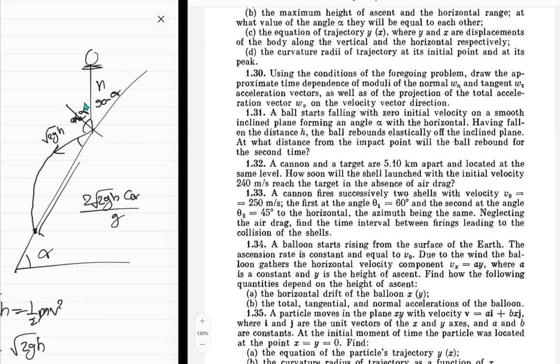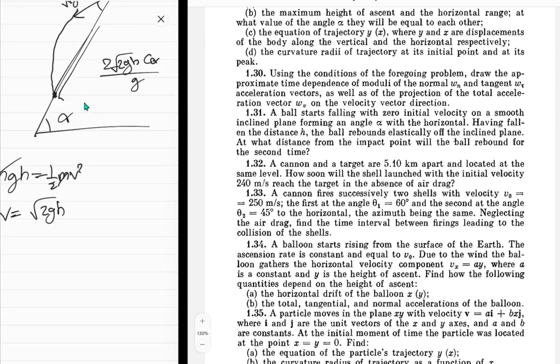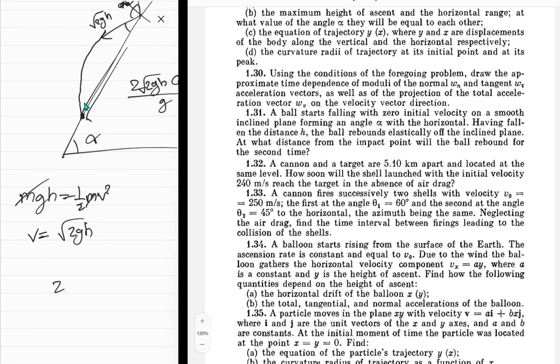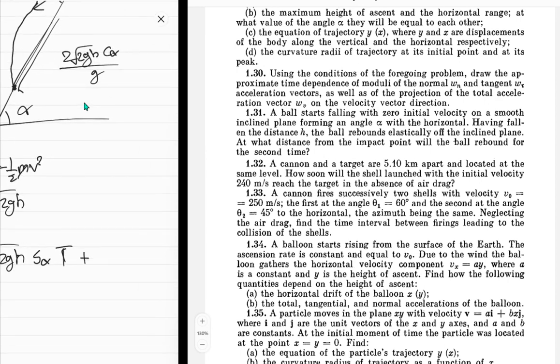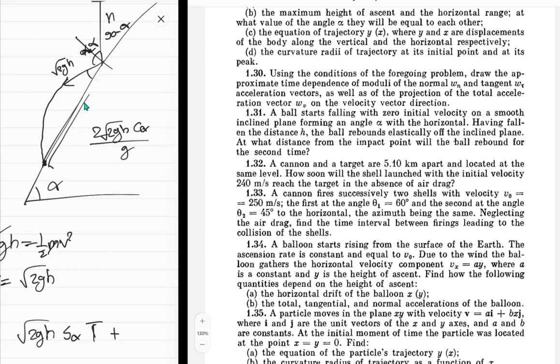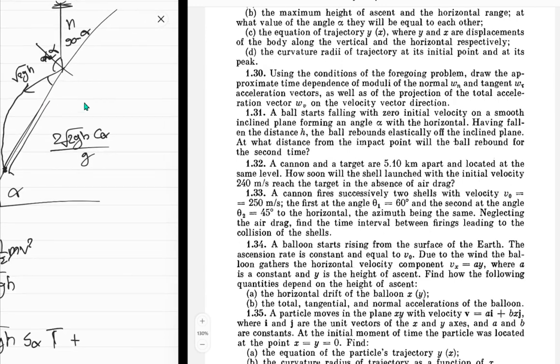And in that time, what's this displacement? So that will be ut. So u is just square root of 2gh sine alpha, right? That times the time period, call this capital T for now. Plus half a t squared in this case. And now it should not be g, it should be g times the component. What's this component? Just g cosine alpha. Hey, that's nice. Cancels. Perfect. This is cosine alpha, of course. It has to be.